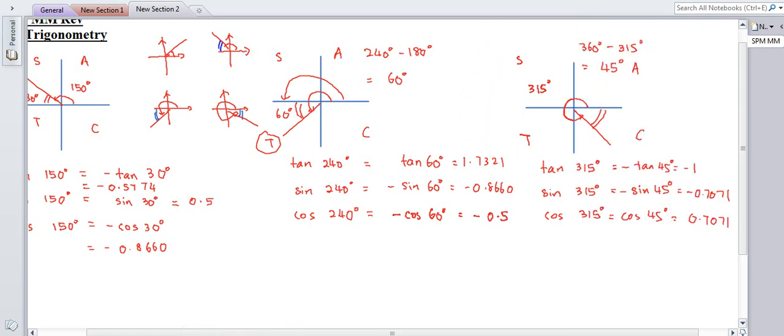Okay, so this is the way we find the answers for tangent, sine, and cosine when you are given the angle here. The first thing is very important. You need to know the location of the angle: first quadrant, second quadrant, third quadrant, or fourth quadrant. And it's also very important that you know how to determine the reference angle of that angle. Okay, for this video, I think I just stop here first.